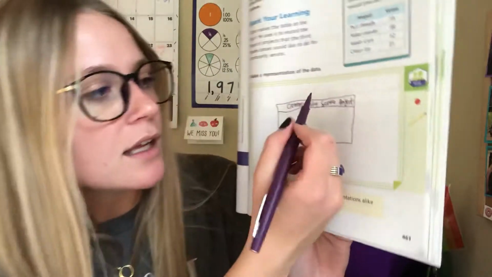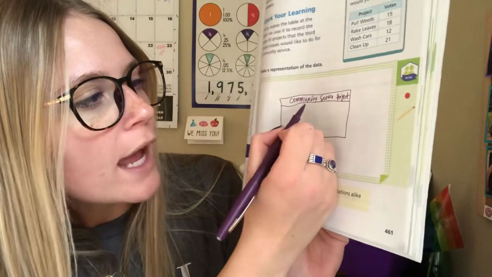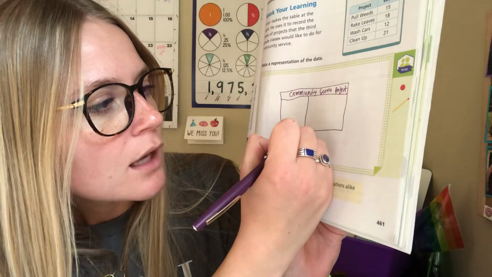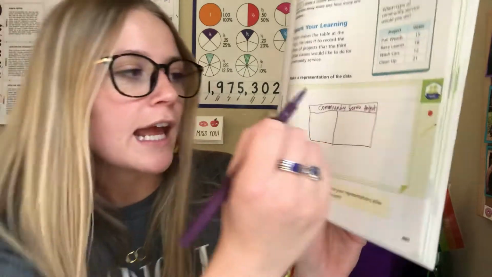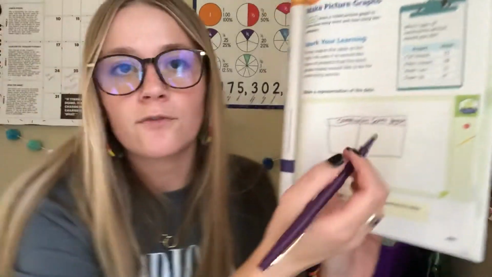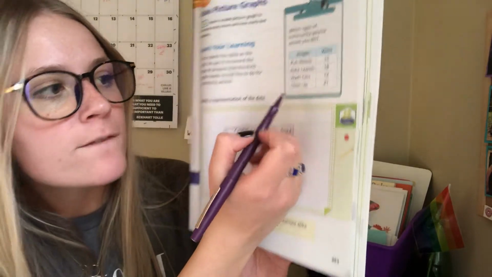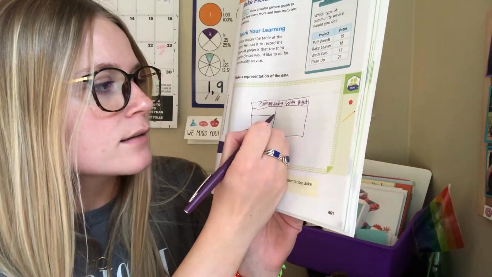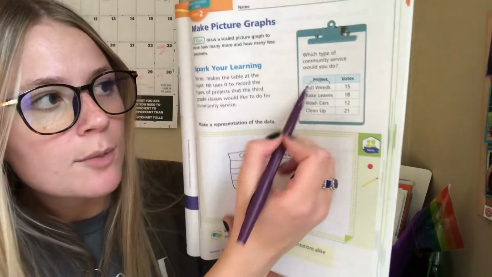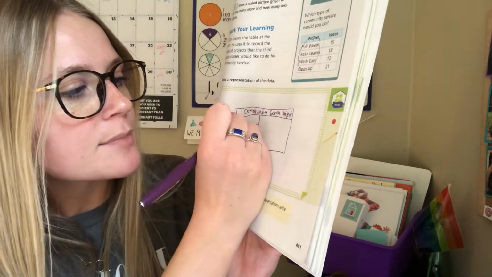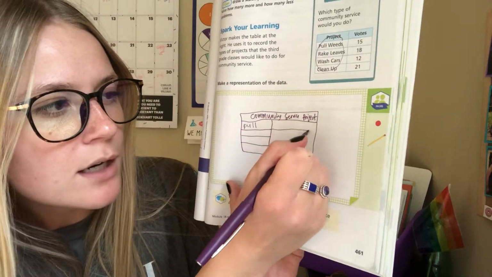And then I'm gonna split it in half. I'm not gonna do quite half. I'll just kind of have it over here a little bit so that I can have more space for the numbers. So then I'm gonna do 1, 2, 3, 4 sections here for each of the projects. So then the top one is pull weeds. Oh, and you know what? That line needs to go all the way across.